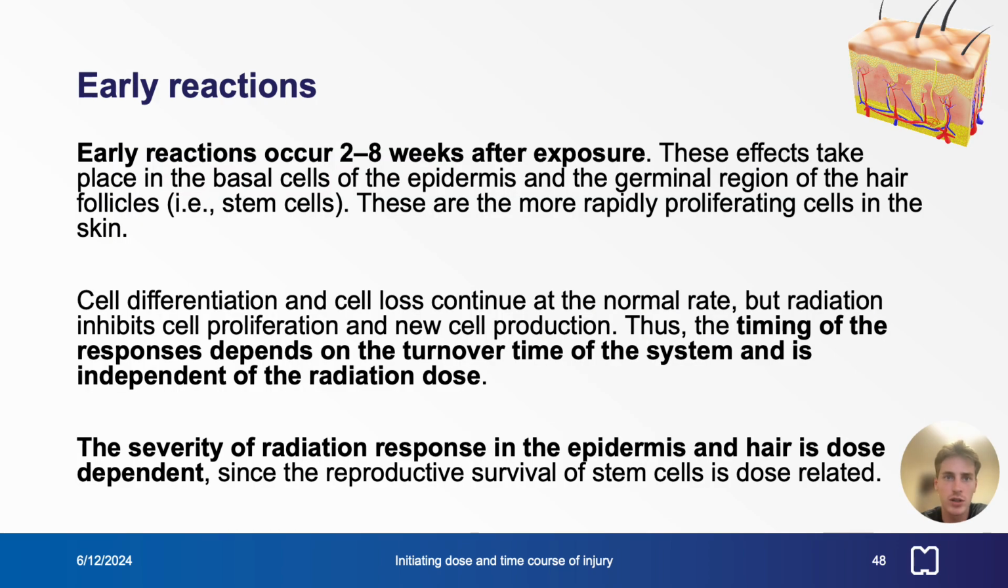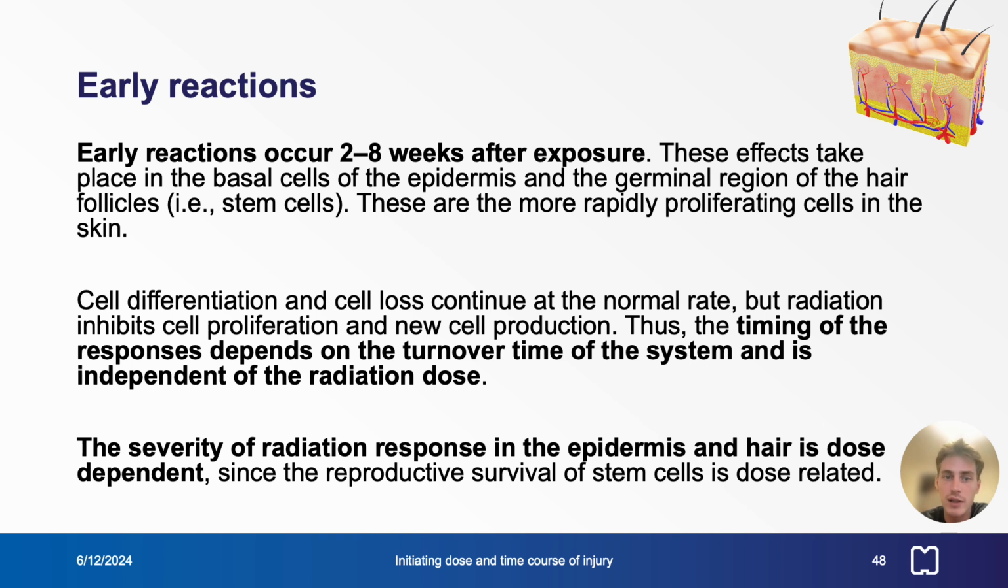Early reactions occur 2 to 8 weeks after exposure. These effects take place in the basal cells of the epidermis and the germinal region of the hair follicles, or stem cells. These are the more rapidly proliferating cells in the skin. Cell differentiation and cell loss continue at the normal rate, but radiation inhibits cell proliferation and new cell production. So, the timing of the responses depends on the turnover time of the system and is independent of radiation dose.